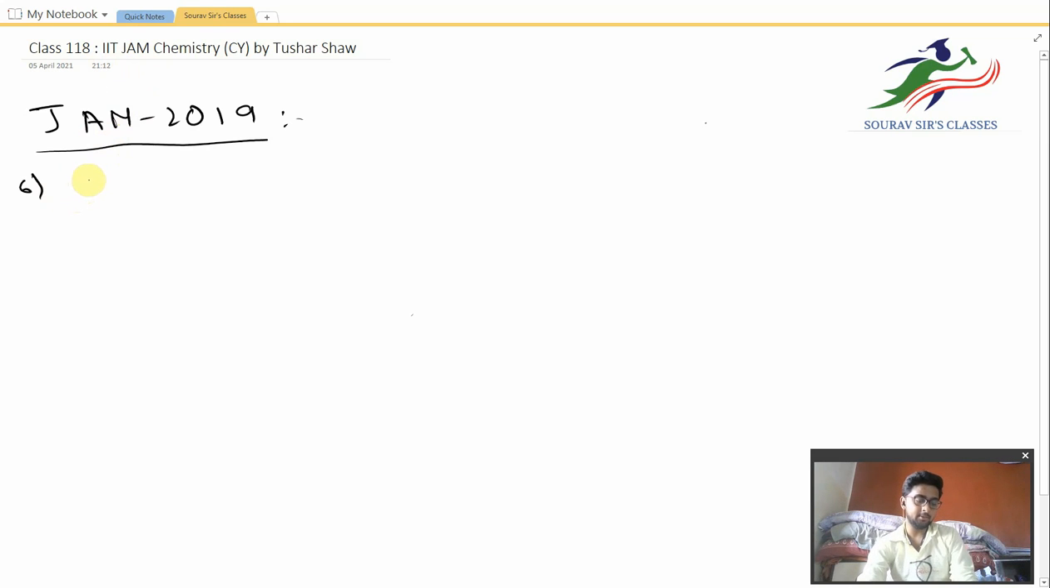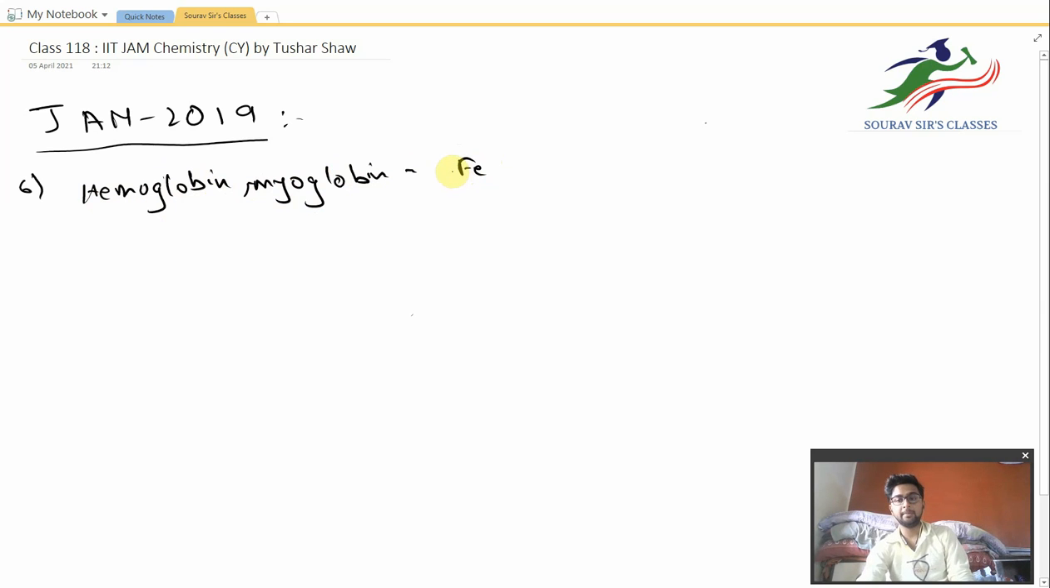The question says the active site of myoglobin, hemocyanin, and vitamin B12. For hemoglobin and myoglobin, these kinds of structures have Fe, iron, as the metal center of the active site of the compound. Secondly, for hemocyanin, if you look at the structure, you will see that copper is the main constituent in the active site.